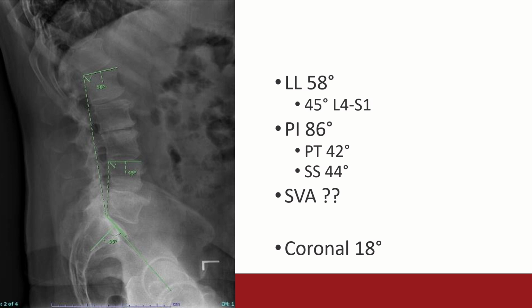This patient has a lumbar lordosis of 58 degrees, but their pelvic incidence is fairly high. If you look at their L4 to S1 distribution, 45 is probably right about where they need to be. They do not have a lower lumbar deformity. They probably need to make up a little bit in the L2-3, L3-4 section. And we don't have an SVA. We were asked to assume that it's fairly normative, and it's a minimal coronal deformity.